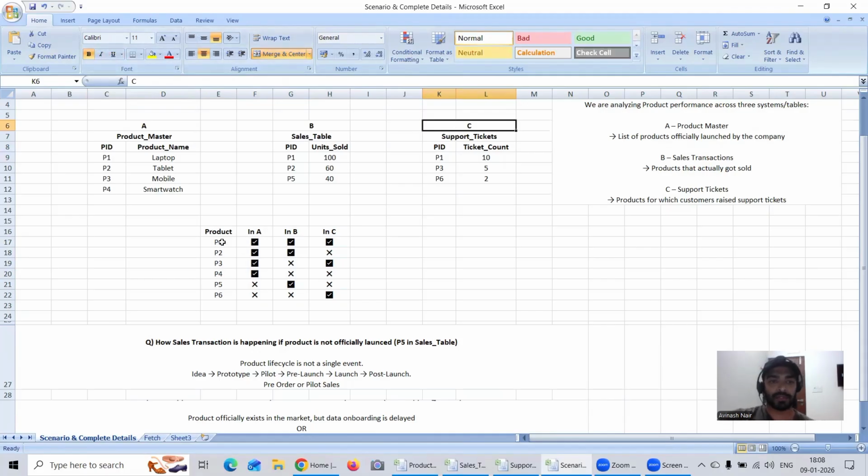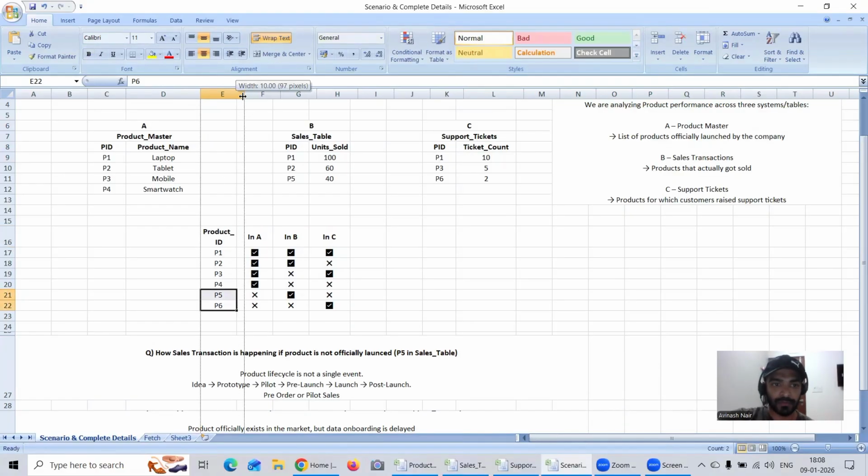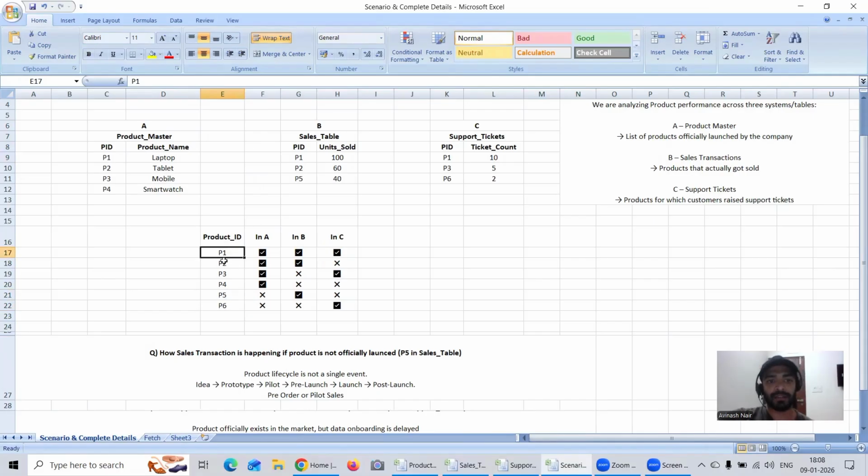Now, these are the product IDs. So instead of product, maybe I can mention product underscore ID just so that it's not confusing. Now, in this product ID, what are the things which are in A? P1 to P4 are all present in the product master, as you can see. When it comes to the sales table, I have P1, P2, and P5. That's why I have put a tick mark over there. A cross means those are not there, right? Similarly for C, P1 and P3 are there, and P6 is also there. This is the whole business scenario, right?